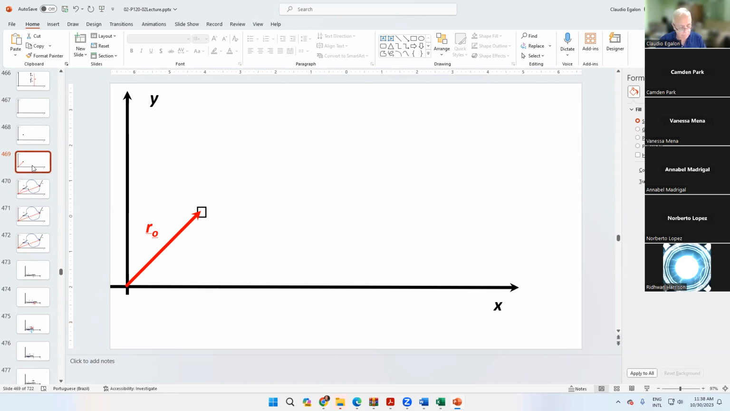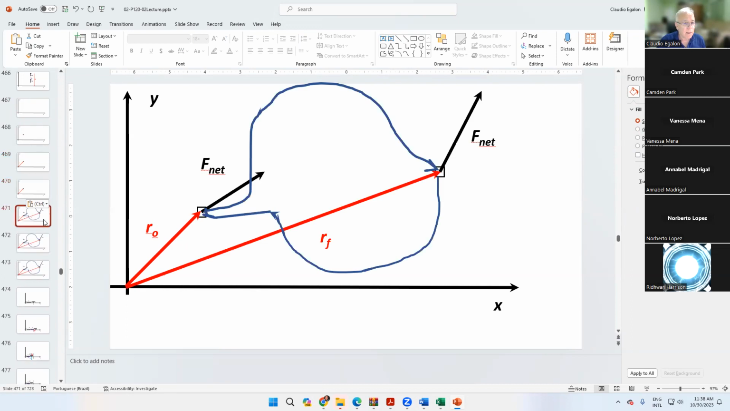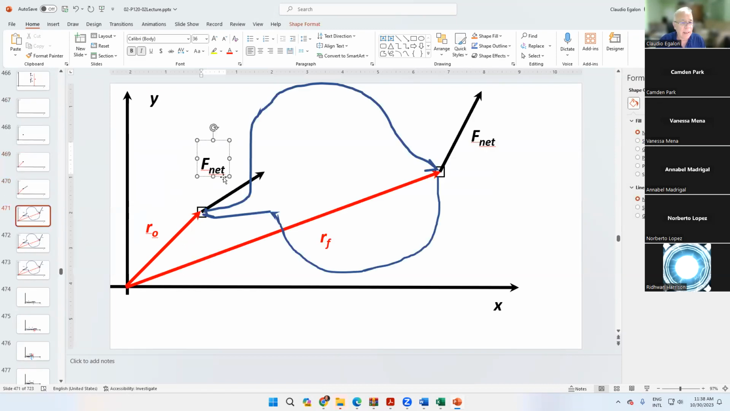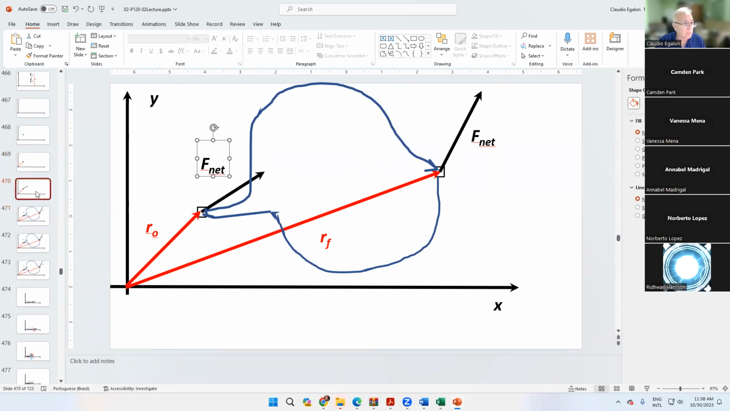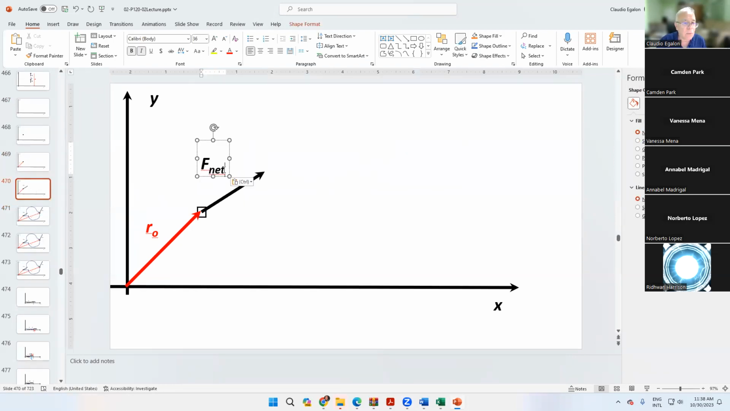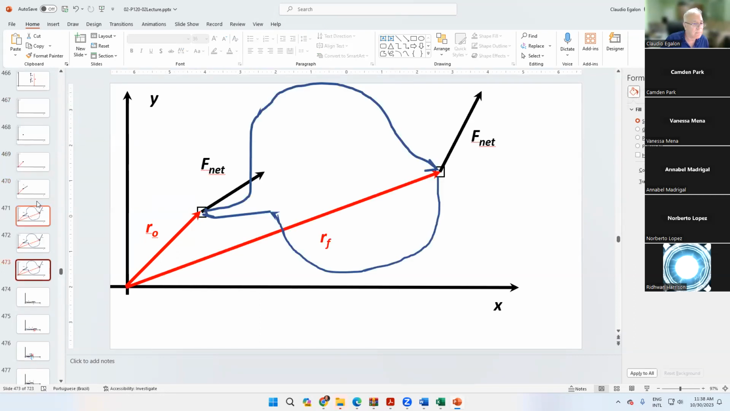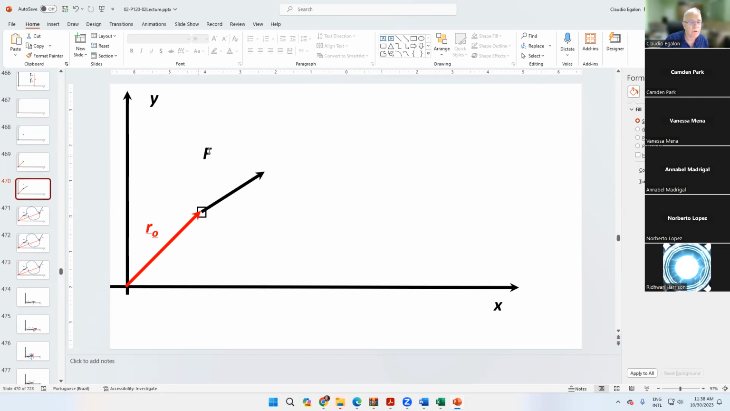And then, let's say we have a force being applied, a generic force being applied to this object. It's not a net force. It's any type of force.